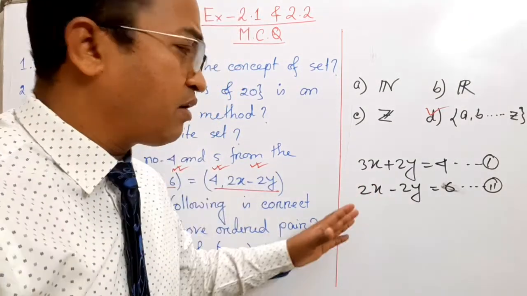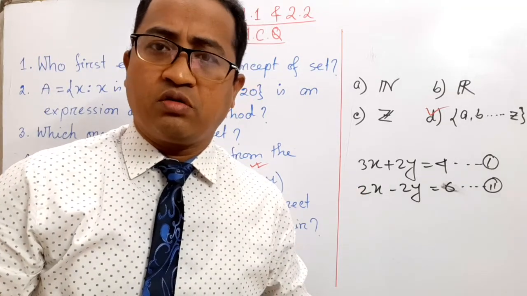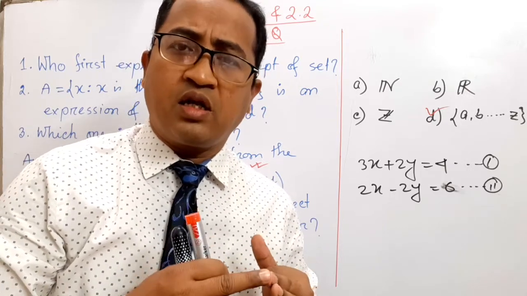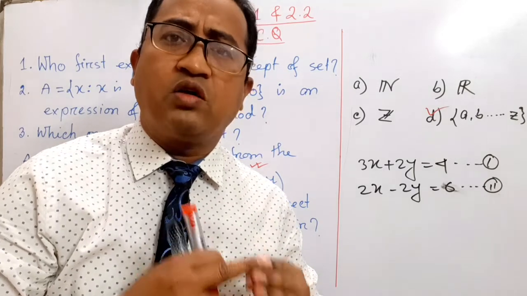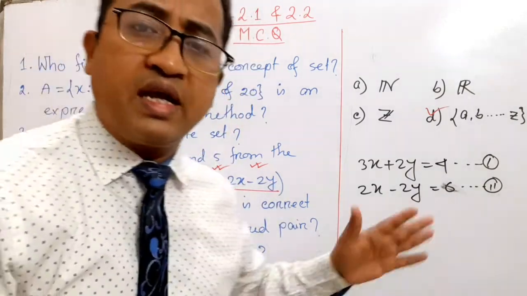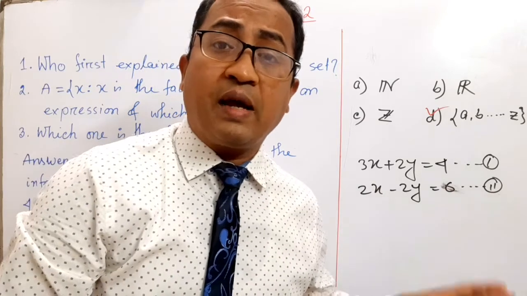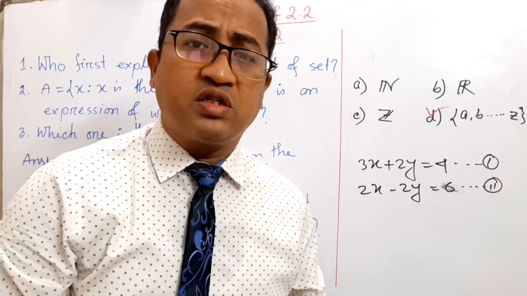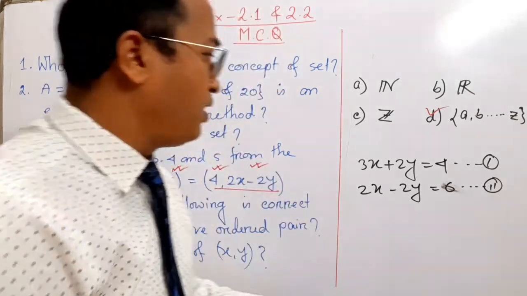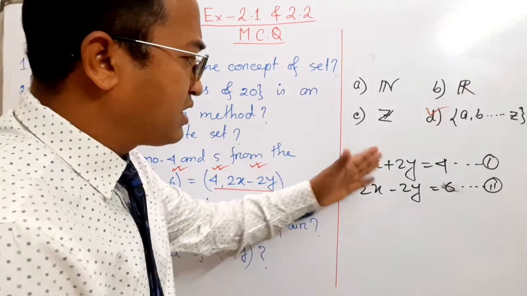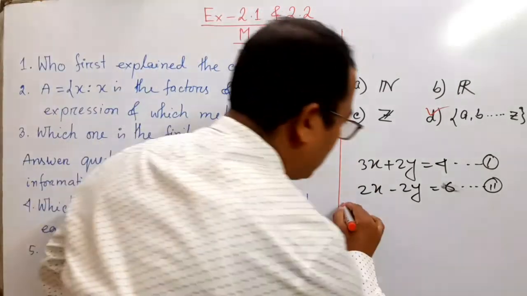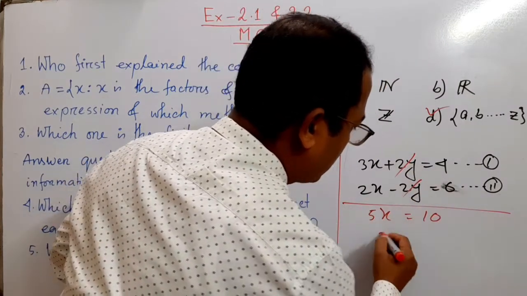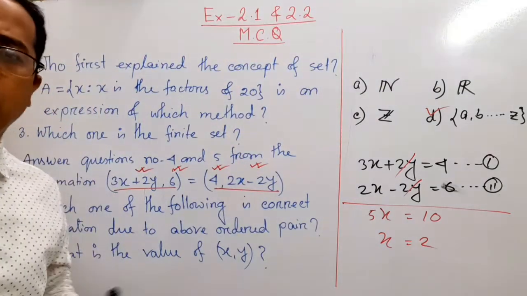We know there are four procedures to solve the equations. Number one is substitution, number two elimination, number three cross multiplication, and number four using a graph. Here you can use any one of these, but you can apply a technique to find the answer quickly, because this is not a CQ, this is an MCQ. So if you want to solve it, just add. If you add, the plus 2y and minus 2y will cancel. 5x equals 10, so x equals 2.